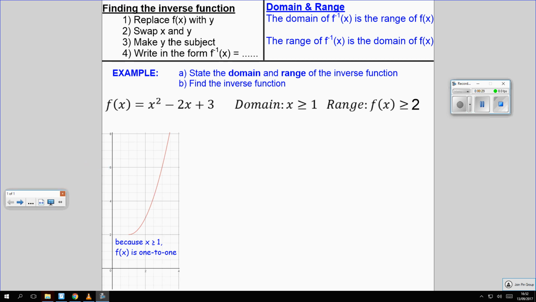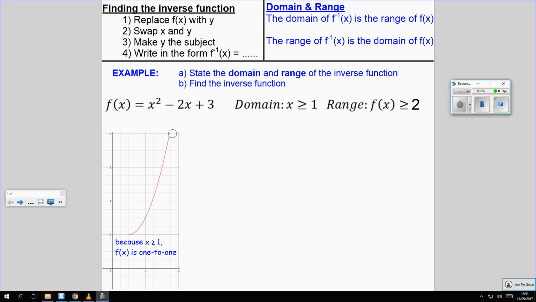So what we are going to want to do is take f of x, which is x squared minus 2x plus 3, and we're going to want to find the domain and range of the inverse function, and also we're going to want to find the inverse function itself once we've done that.